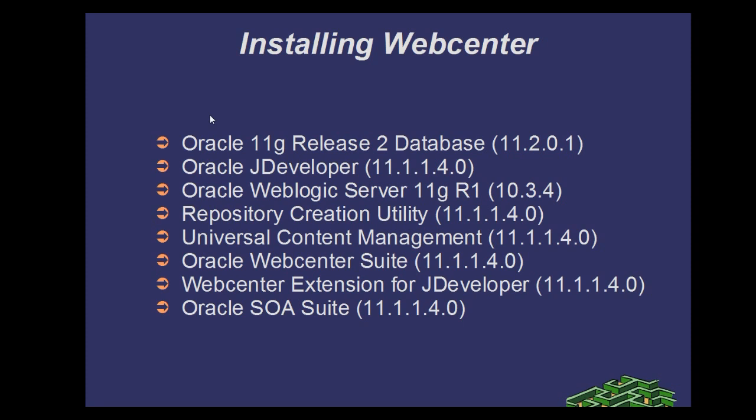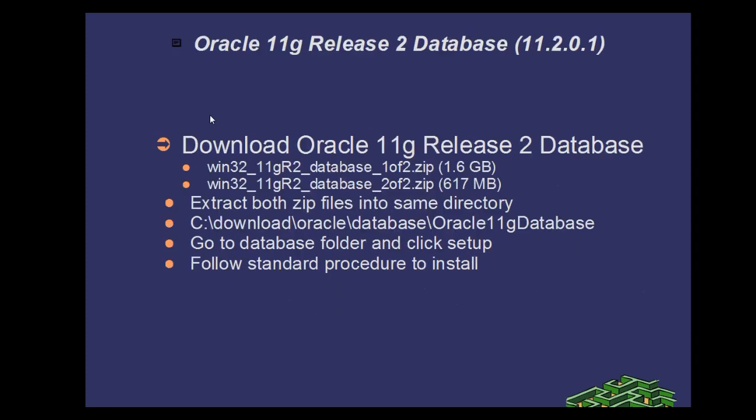In the first one, once we have a developer license, you can download the Oracle 11g Release 2 database from oracle.com. We need to download Win32 11g R2 database 1 of 2, which is 1.6 GB, and Win32 11g R2 database 2 of 2, which is 617 MB. Once you have downloaded these two zip files, extract both into the same directory, something like C download Oracle 11g database, then go to your database folder and click setup.